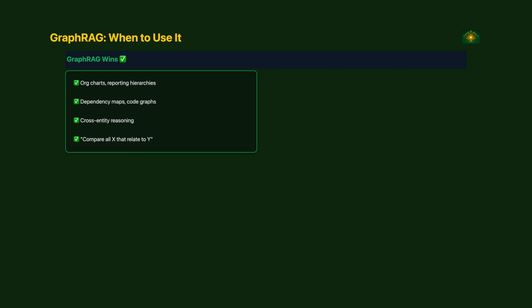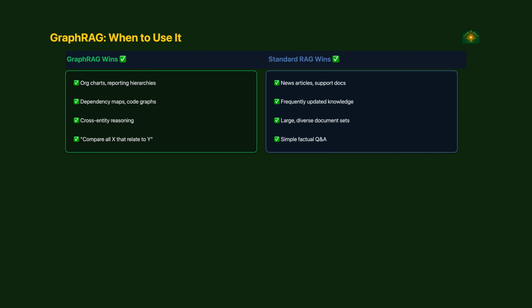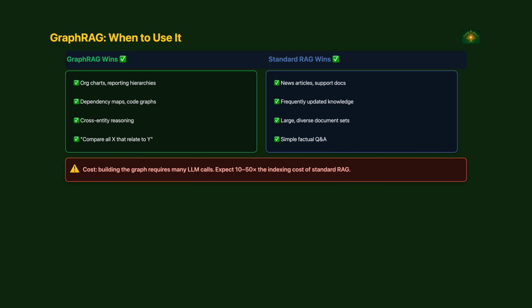Standard RAG still wins for simple factual retrieval, large diverse corpora, or anything that updates frequently. The graph rebuild cost is real. Indexing cost is about 10 to 50 times higher than standard RAG. Don't reach for GraphRAG until relationships are genuinely the bottleneck.